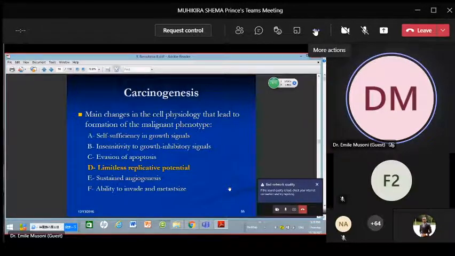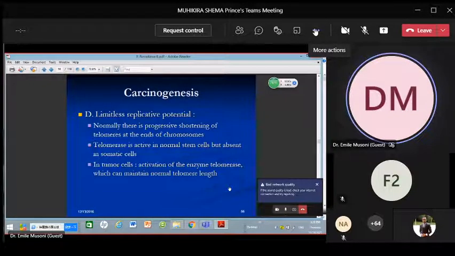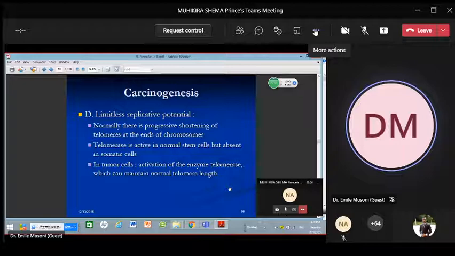Number 4 is limitless replicative potential. Normally, there is a progressive shortening of telomeres at the ends of the chromosomes. Still remember the telomeres from your biochemistry. Telomerase is active in normal stem cells, but absent in somatic cells. In tumor cells, there is activation of the enzyme telomerase, which can maintain normal telomere length.